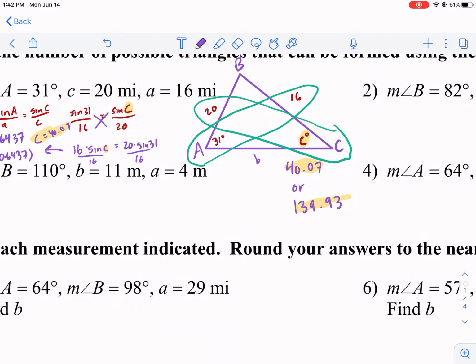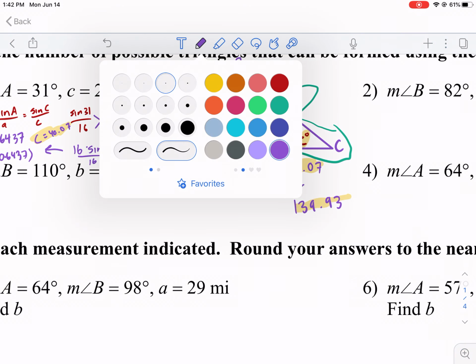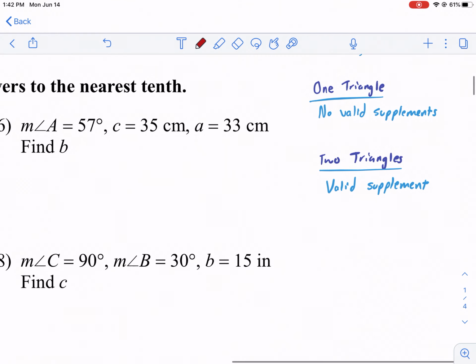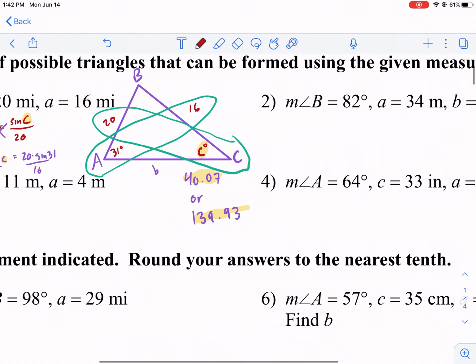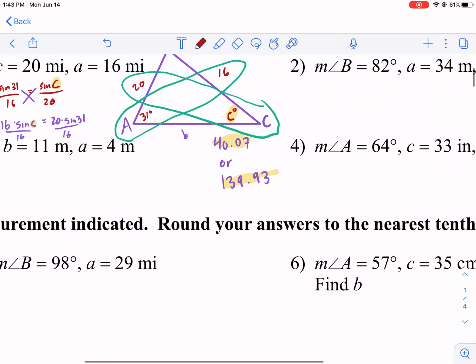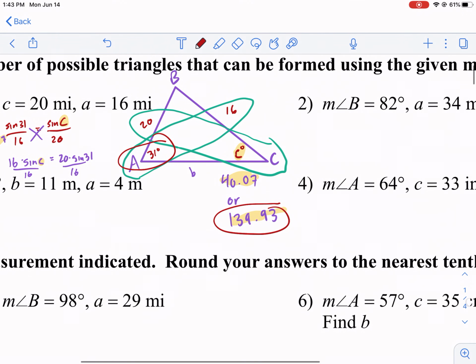Now, here's the thing. This is what I was talking about with valid supplement, no valid supplement for one triangle. So what we need to do here is add 40 plus 31, and is that less than 180? It is. It's about 70. So technically that could work, because we can't have a triangle that has an angle sum of over 180. Then we also need to add 139 and 31. Is that less than 180? Well, it's about 140 plus 30, that's 170. That's still less than 180. So there's two triangles potentially that it could be.